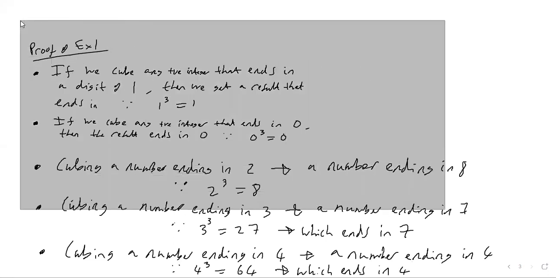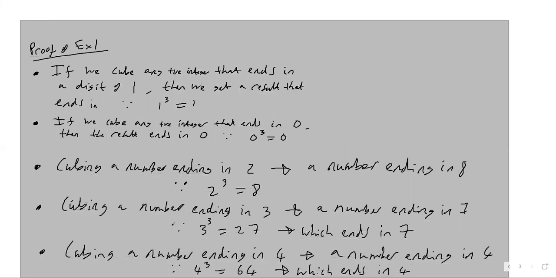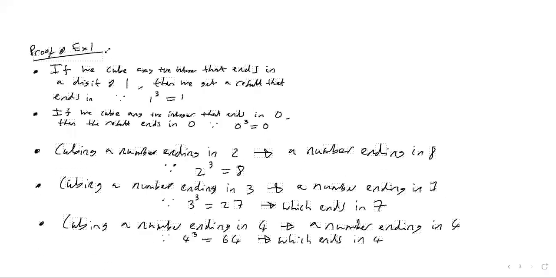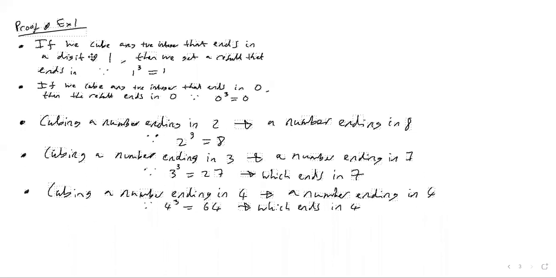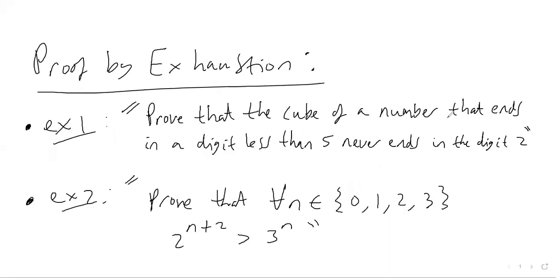Okay, so we've not cubed every single positive integer which has a final digit less than 5. We can't do that because we'd be here forever. But what we can do is look at all the possible cases, and there are 5 cases: a number that ends in 0, 1, 2, 3, and 4. We've determined that we get numbers that end in 1, 0, 8, 7, and 4. So no number ends in a digit of 2.